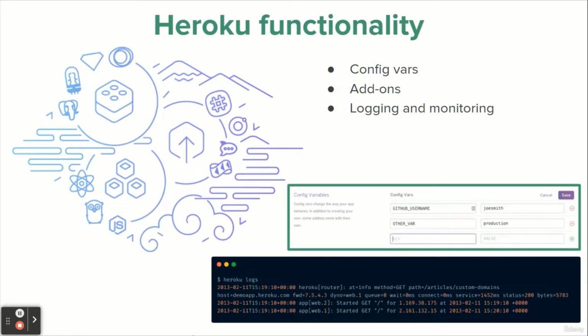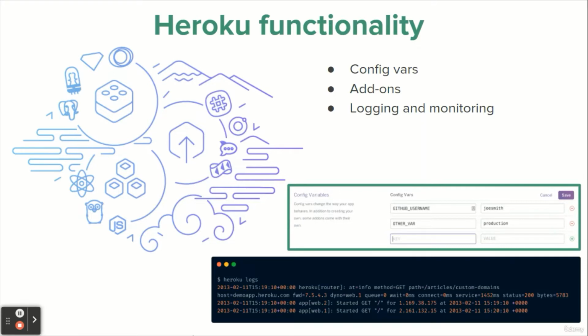Next functionality is add-ons. Applications typically make use of add-ons to provide backend services such as databases, queue and cache systems, storage, email services, and more. Add-ons are provided as services by Heroku and third parties. There is a large marketplace of add-ons you can choose from.